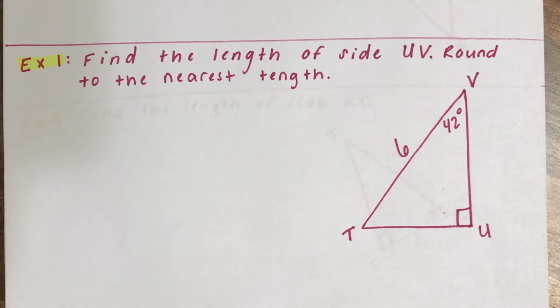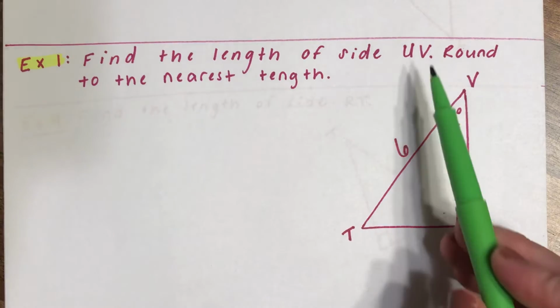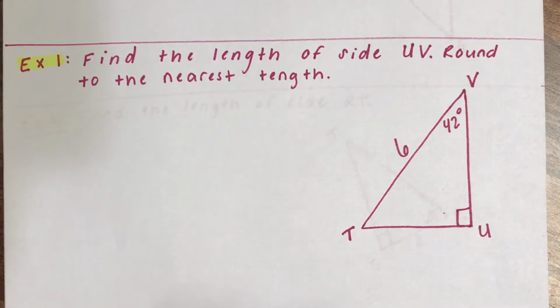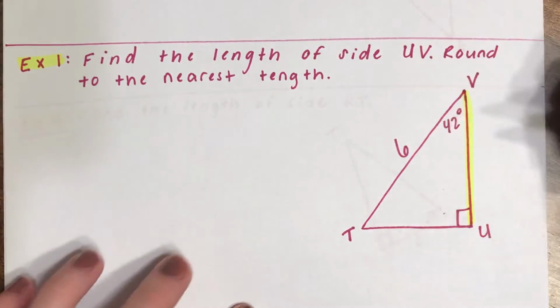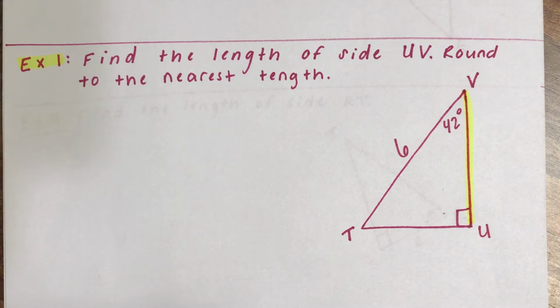In this problem, it says find the length of side UV. So that is this side here. Round to the nearest tenth. So guys, on IXL, for all your answers, when you find the decimal, you will be rounding to the nearest tenth, which just means 1 decimal place.